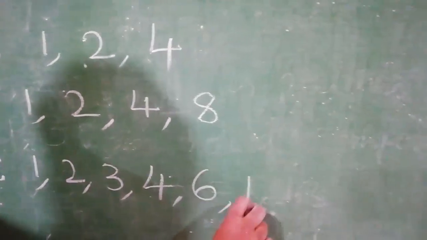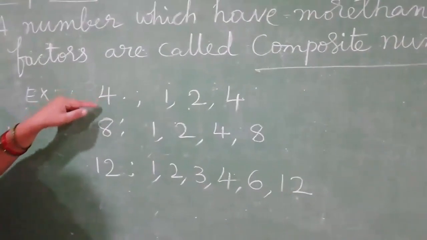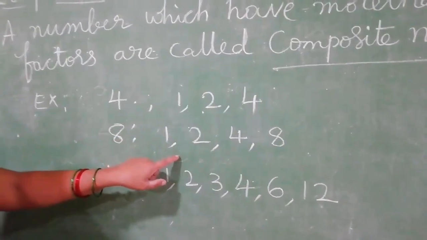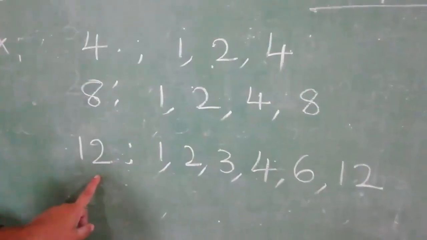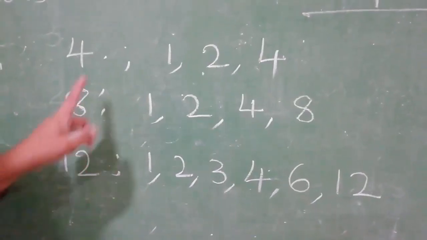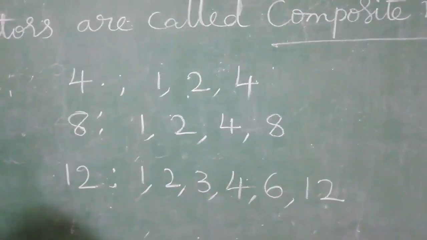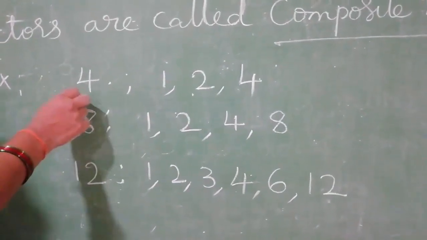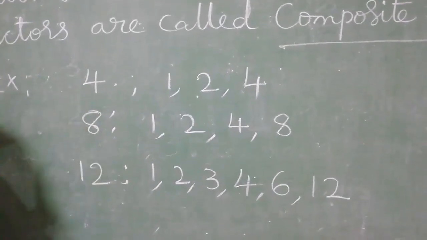See, observe the numbers 4, 8, 12. More than 2 factors are there. 4 has 3 factors, 8 has 4 factors, 12 has 6 factors. A number which has more than 2 factors is called a composite number. 4 is the smallest composite number.